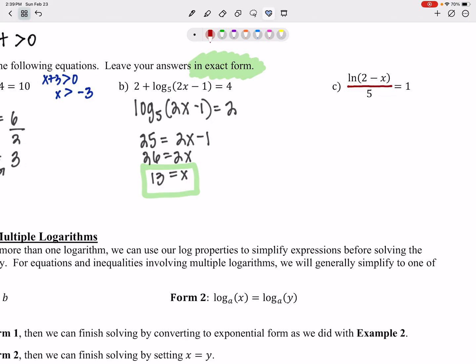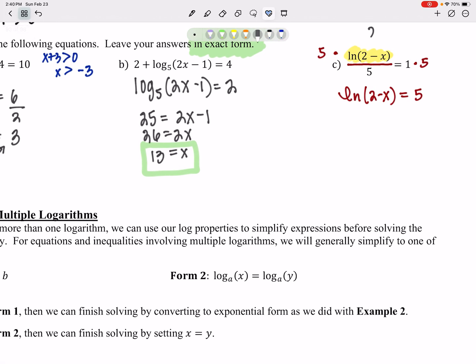Okay, here what I would do is, because I'm taking that entire logarithmic expression and dividing by 5, I'm going to undo the divide by 5 by multiplying by 5. So I multiply both sides by 5, and that gives us the natural log of 2 minus x equals 5. Now, 2 minus x at the very end needs to be greater than 0. So that means negative x needs to be greater than -2. Because when you divide both sides by a negative, you need to flip the inequality symbol. So if I get a negative value for x, that would actually be a good thing, because a negative value is less than 2.